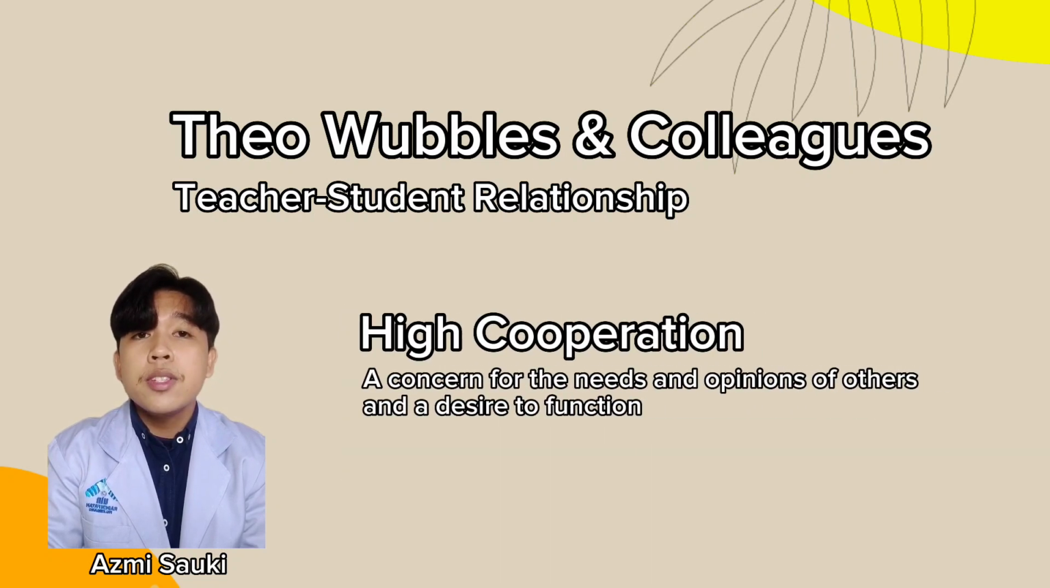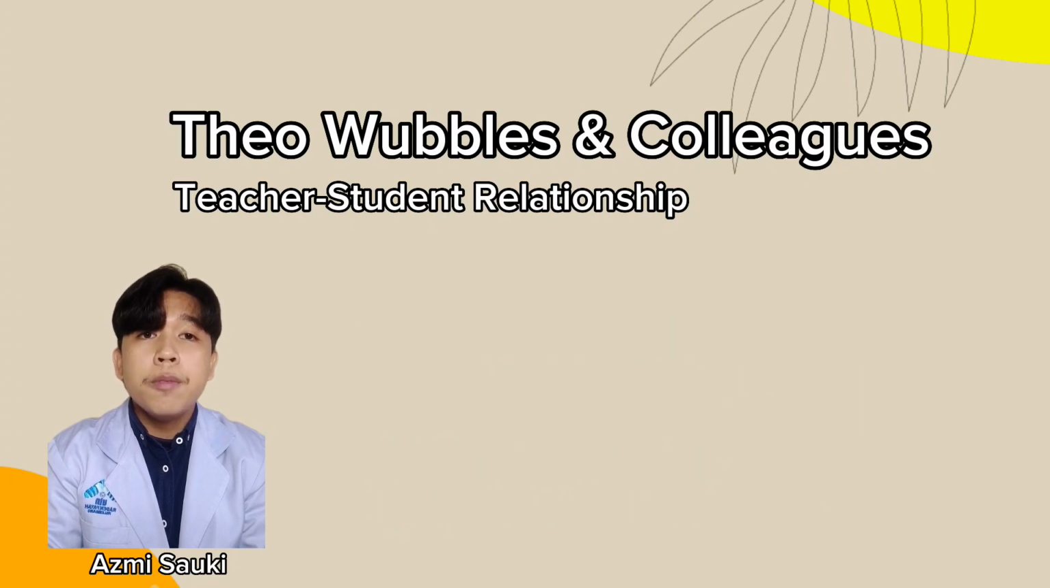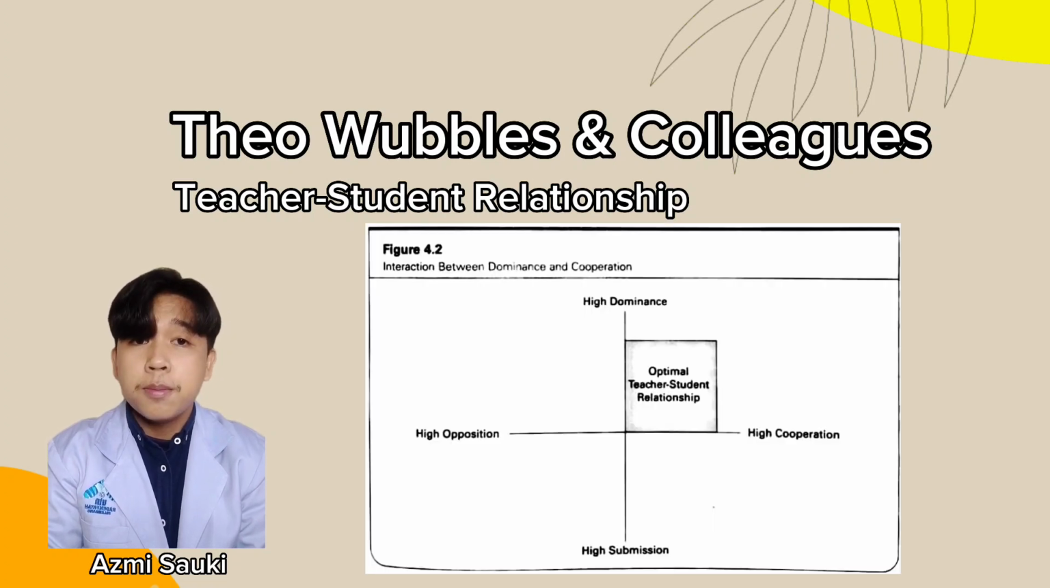Three, high cooperation is characterized by a concern for the needs and opinions of others and a desire to function as a member of a team as opposed to an individual. But extreme cooperation is characterized by an inability or lack of resolve to act without the input and approval of others. Four, high opposition is the opposite of high cooperation. The optimal teacher-student relationship profile in terms of dominance and cooperation you can see in this figure.